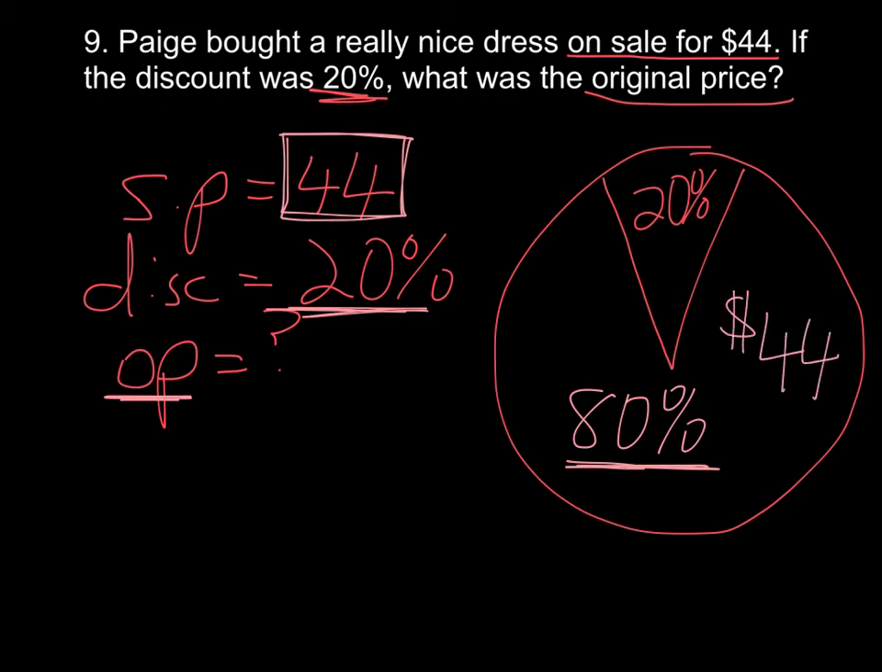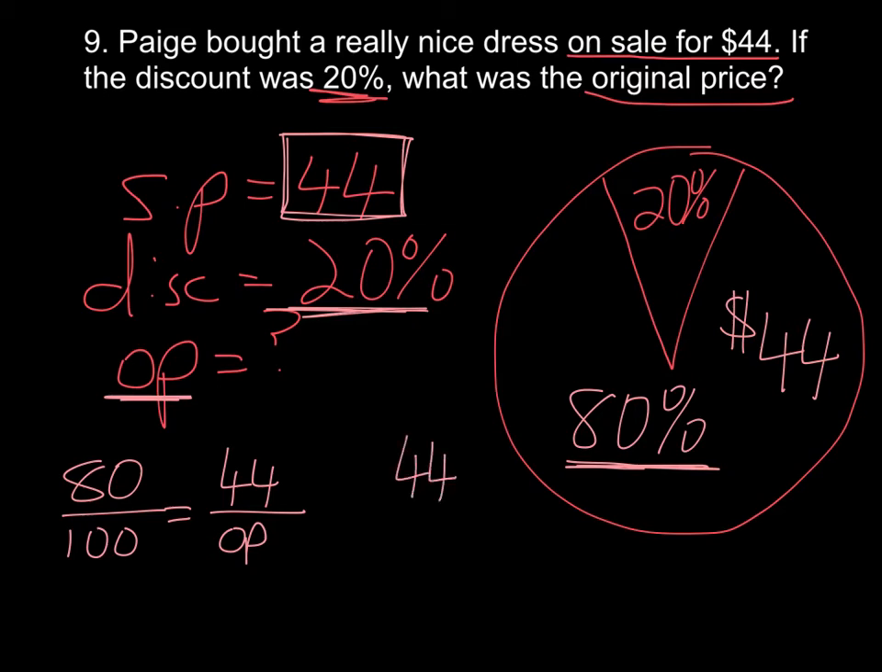So there's two ways I can do this. I can say 80% is the same as 44 over the original price, or I can just take the sale price of $44 and divide it by 80%. Either way, I'm going to end up with an original price of $55.